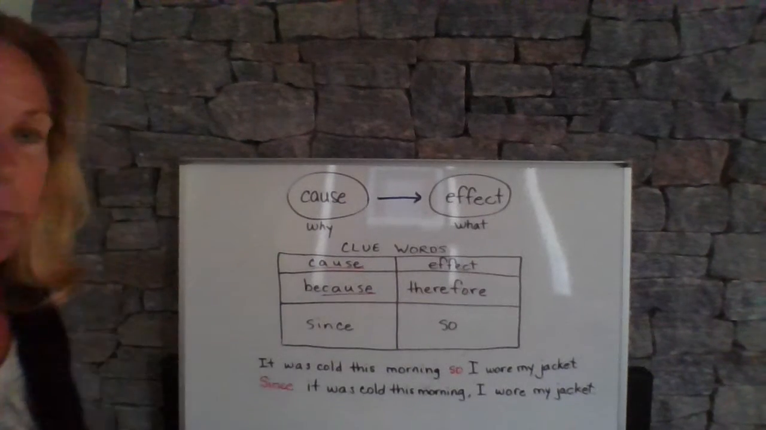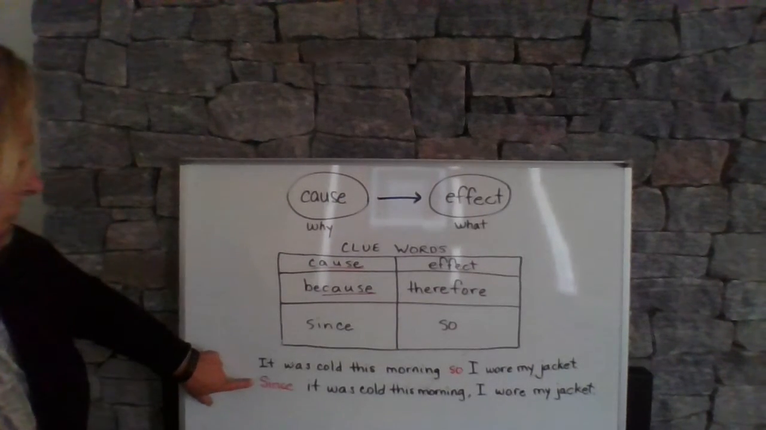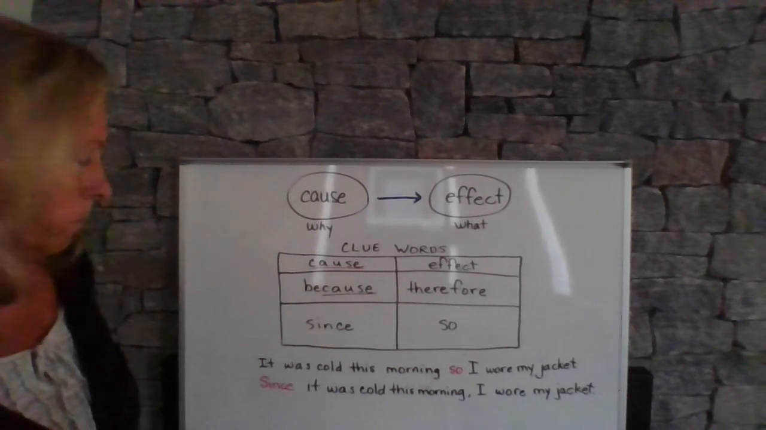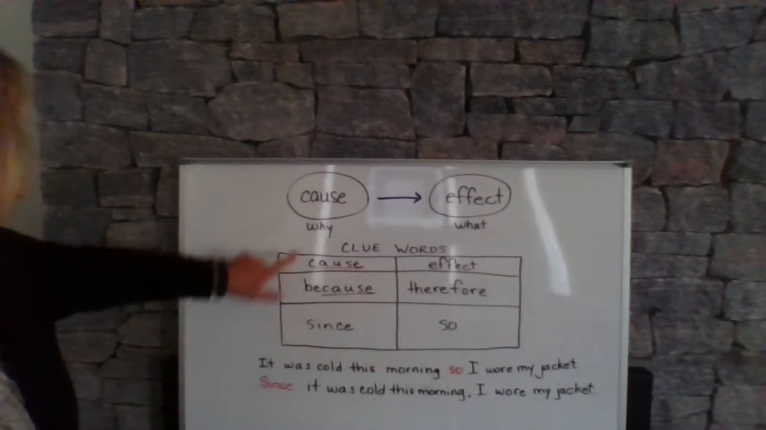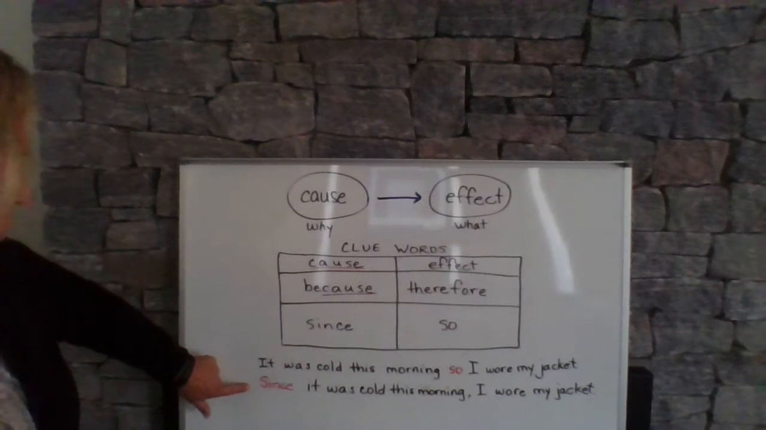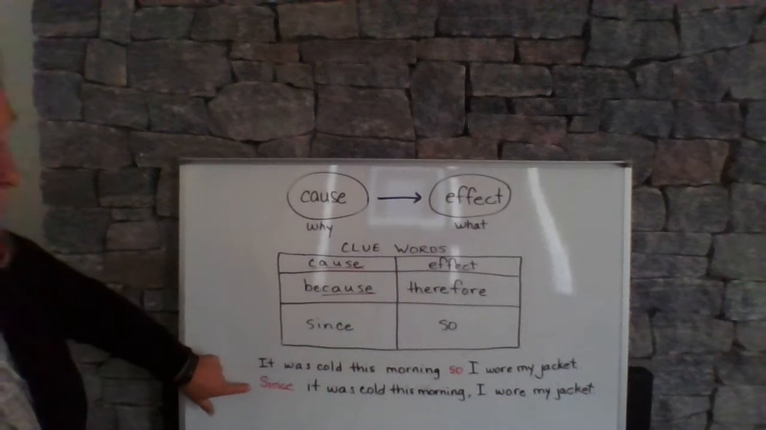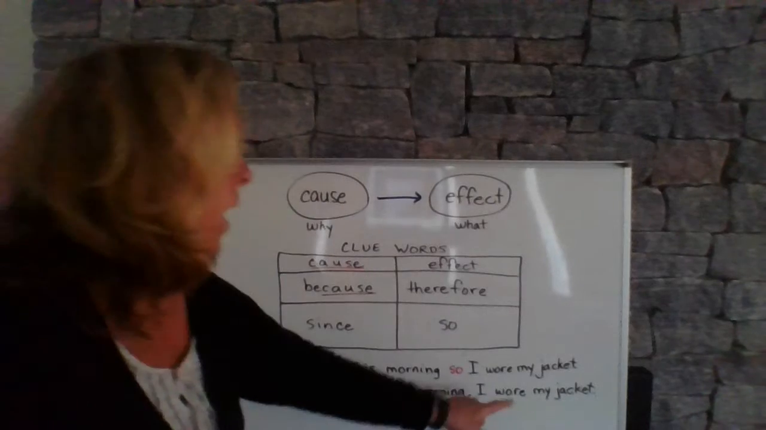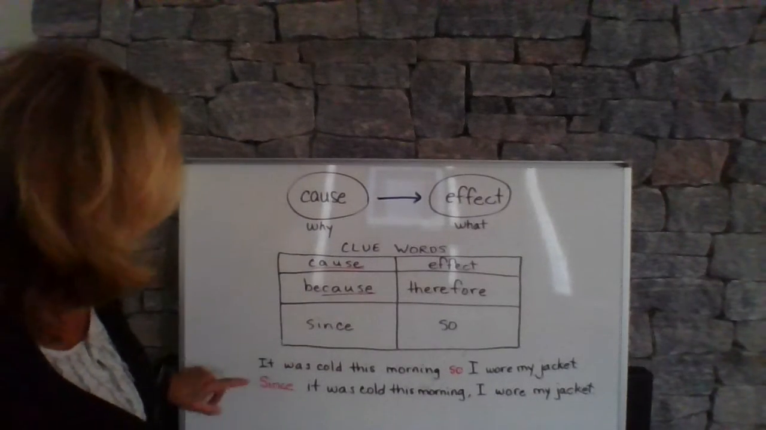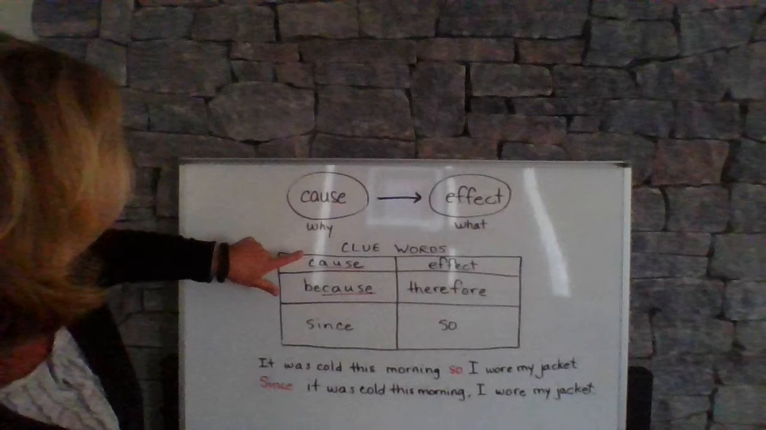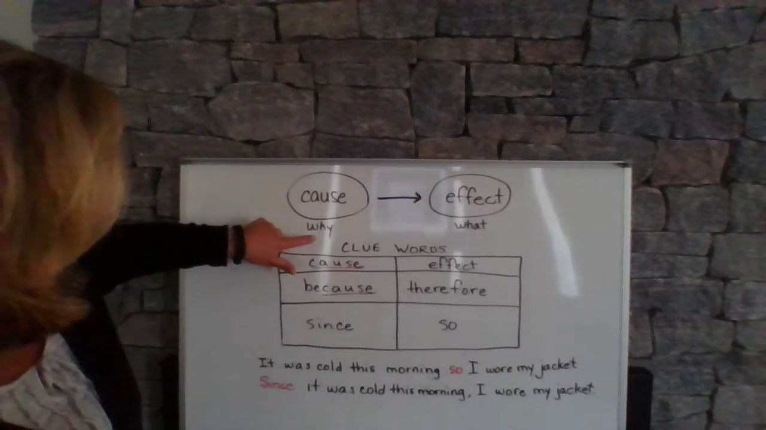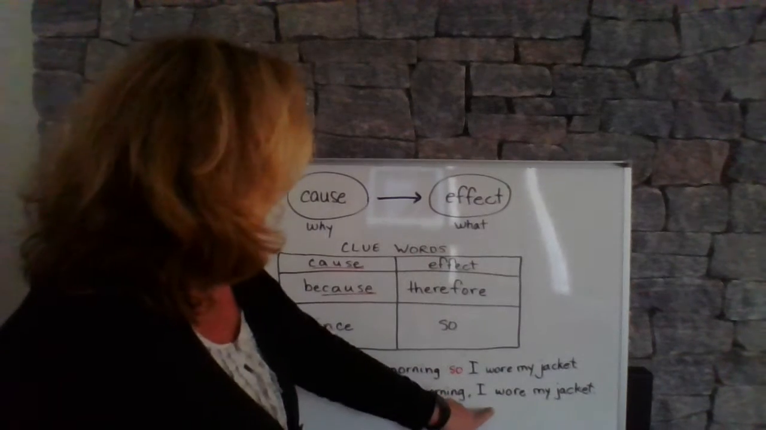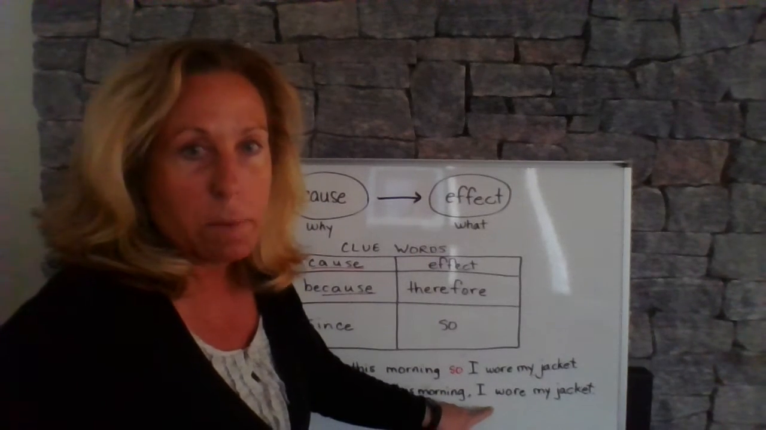That's what they did. Okay, so the next sentence is, since it was cold this morning, I wore my jacket. Now, since is a clue word for the cause. You could actually replace it with because, and it would read just the same. Because it was cold this morning, I wore my jacket. Okay, so since is the clue word for cause or the why. Since it was cold this morning, and then the effect was I wore my jacket.